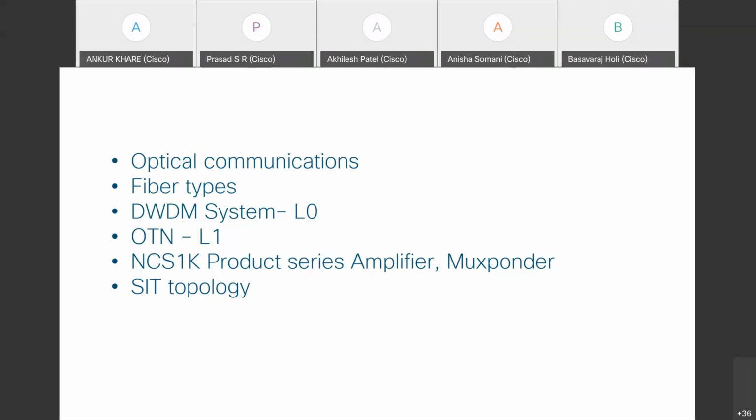Another is OTN. We have a framer here, OTN, which is called Optical Transport Network. Here we will discuss the OTN frame, OTN properties and so on. Next, I'll talk about the NCS 1K portfolio, which is very short, just one slide, to know about the product line for the 1K optical side. The last one is the SIT topology, which I have already shown.